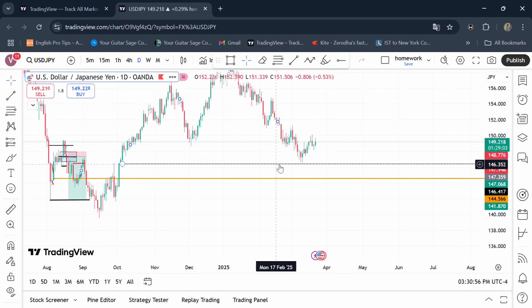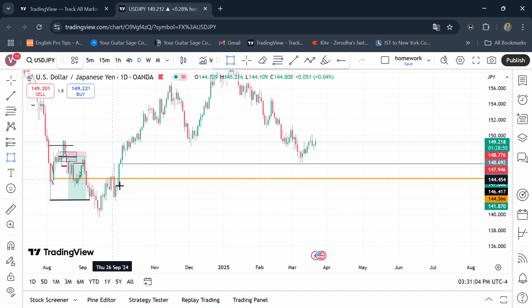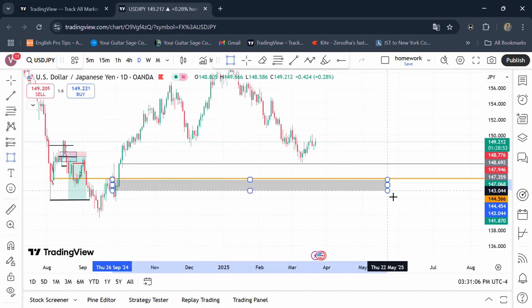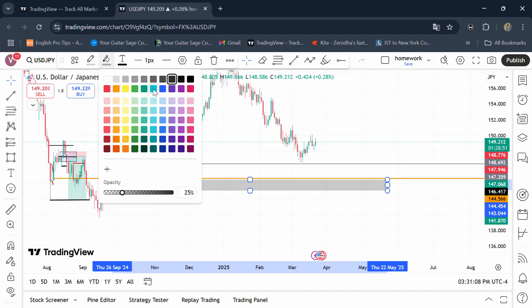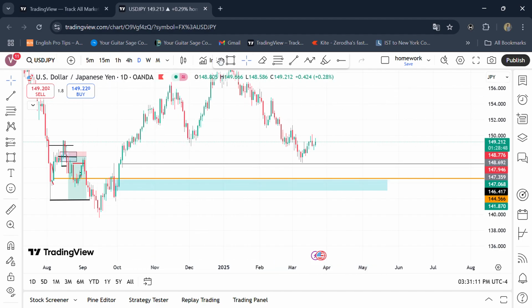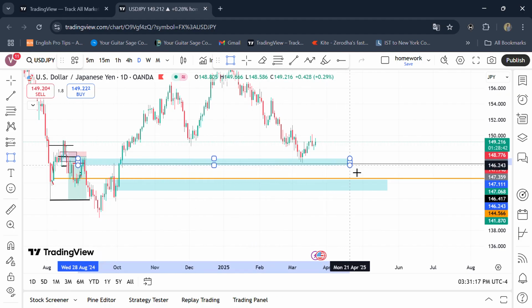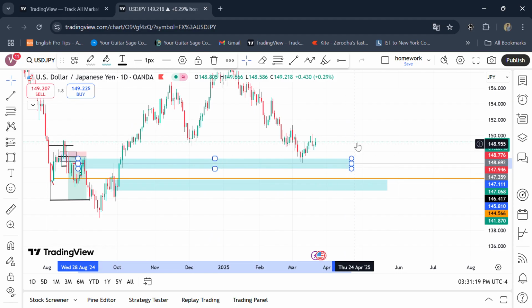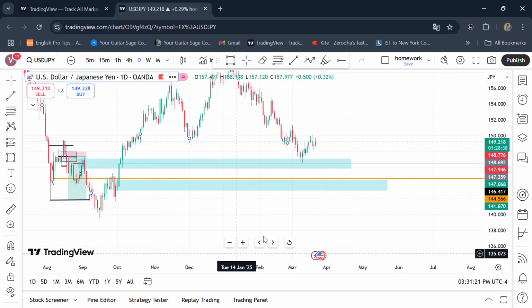This one line, this black one, is a 4-hour order block. Then we have 1 day order block, but it is here. Let's mark it. It is not taken, it is not tapped. But here, if you see, there is 1 day mitigation block, and it has tapped that mitigation.